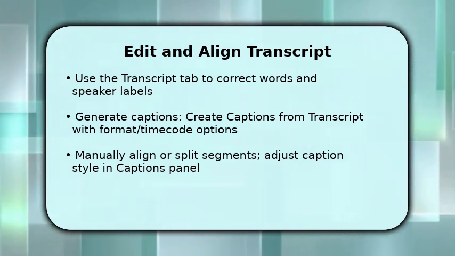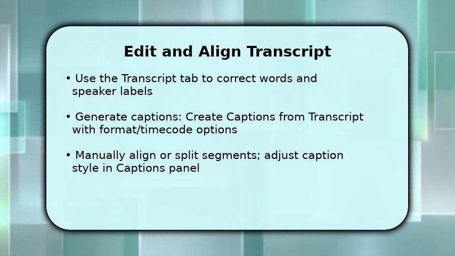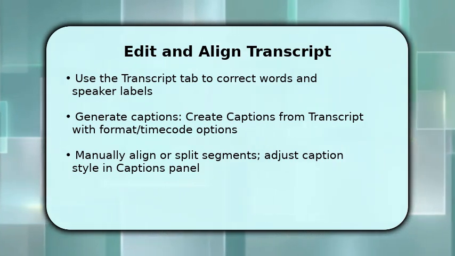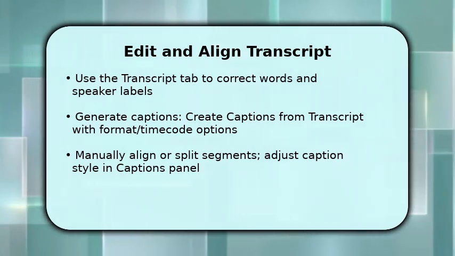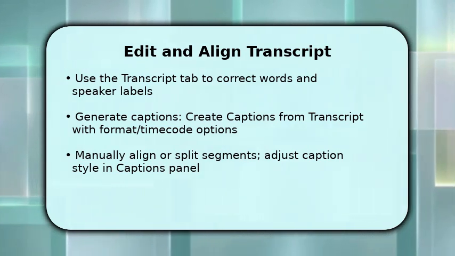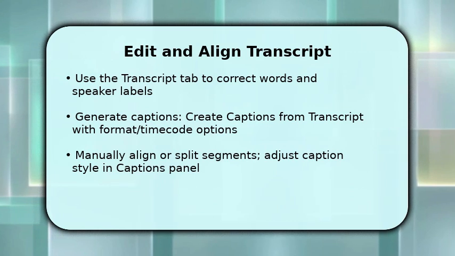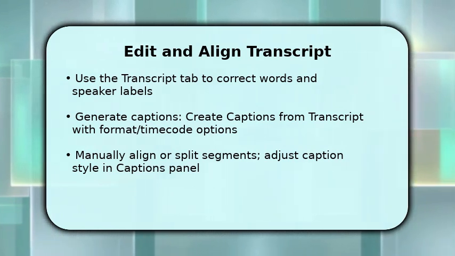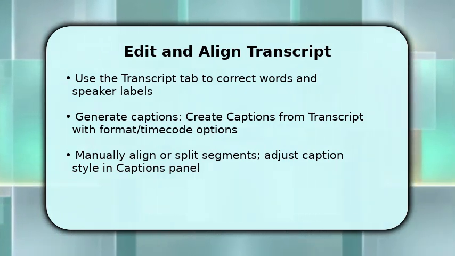Next, choose Create Captions from Transcript and select the caption format, style, and timing tolerance. Make manual timing tweaks by dragging caption blocks on the timeline or splitting long segments. This step ensures your captions match speech cadence and comply with readability rules for viewers.